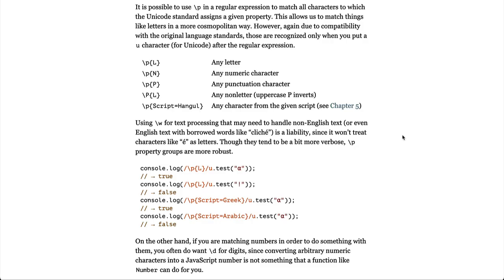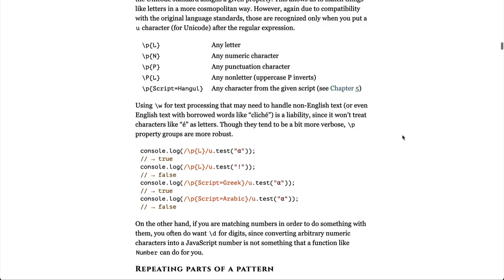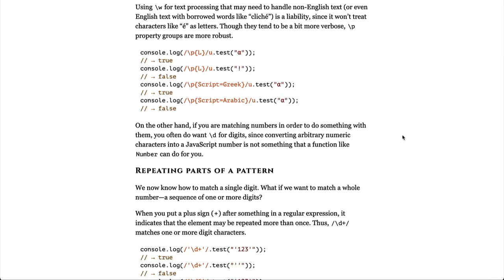However, again, due to compatibility and the original language standards, those are recognized only when you put a u character for Unicode after the regular expression. Using \w for text processing that needs to handle non-English text or even English text with borrowed words like cliché is a liability, since it won't treat characters like é as letters. Though they tend to be a bit more verbose, \p property groups are most robust. On the other hand, if you're matching numbers in order to do something with them, you just want \d for digits, since converting arbitrary numeric characters into a JavaScript number is not something that a function like Number can do for you.